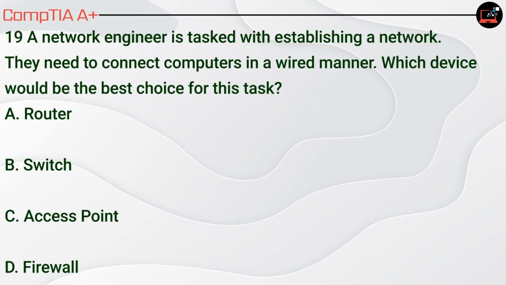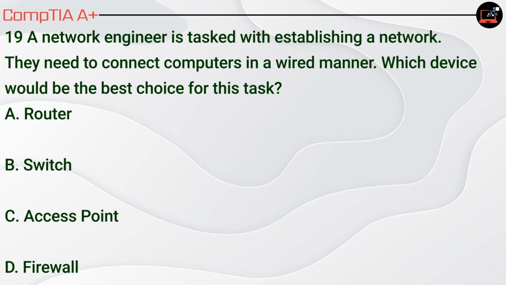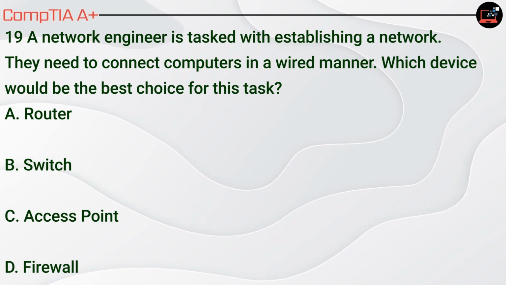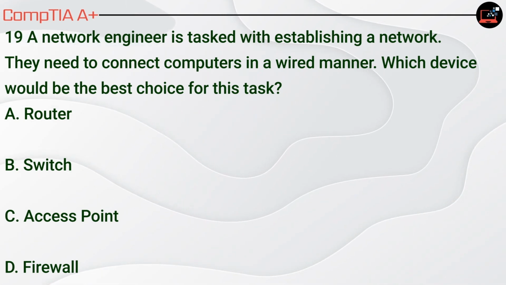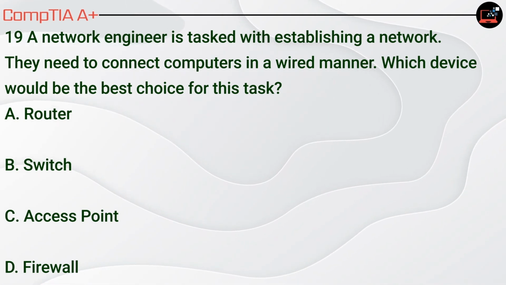19. A network engineer is tasked with establishing a network. They need to connect computers in a wired manner. Which device would be the best choice for this task? A. Router, B. Switch, C. Access point, D. Firewall.